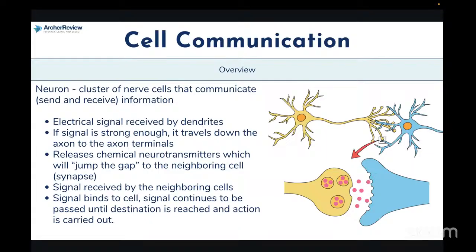And once that signal is received by the neighboring cell, that signal is going to bind to the cell. And then that signal is just going to continue to be passed down the rest of that neuron and then jump the gap and go to the next neuron until finally the signal reaches its destination. Maybe that's the brain if it's receiving, or maybe the brain already received it and it's delivering it back to the body. And going back to our analogy of the hot hand on the stove, it tells your muscles and your tendons to work together around your bones to contract and move that hand off of that hot stove top.